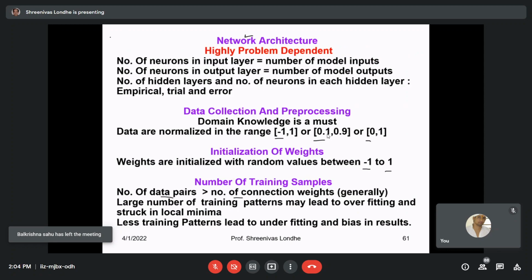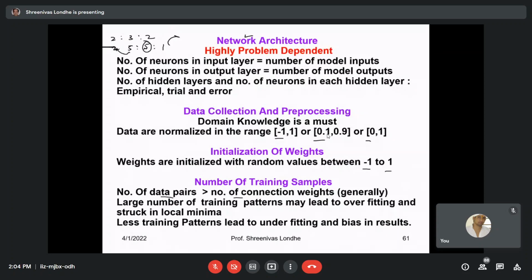Network architecture: we have just seen the example of evapotranspiration with 2-3-2, or let us take 5-5-1. One as the output, 5 inputs are there, one hidden layer is there, and in that one hidden layer only 5 neurons we have considered. How to decide that?